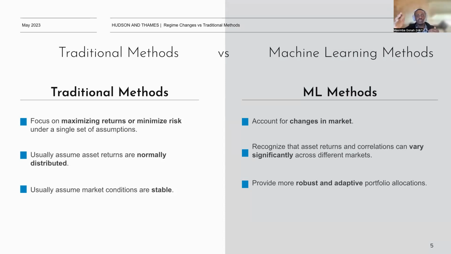Now, these methods usually assume that asset returns are normally distributed. I think there are methods to combat this, but it's not always foolproof. So that poses an issue at times, especially when you're doing financial modeling using traditional methods, and not just in portfolio optimization. I think this applies a lot in quantitative finance.